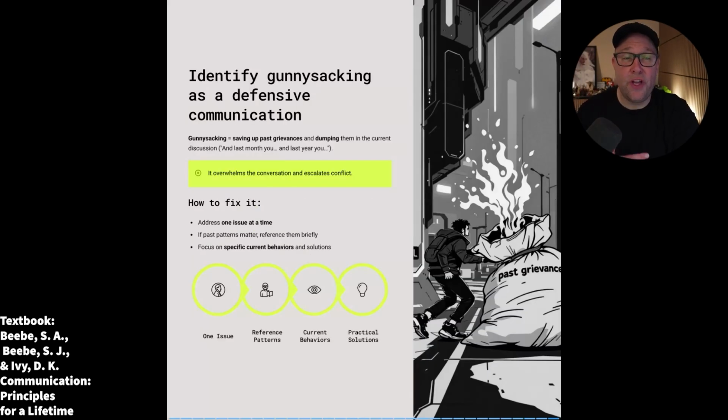So to review, gunnysacking is saving up past grievances, and it can overwhelm and escalate conflict. And we should focus on one issue, referencing patterns, using current behaviors, and focusing on practical solutions.